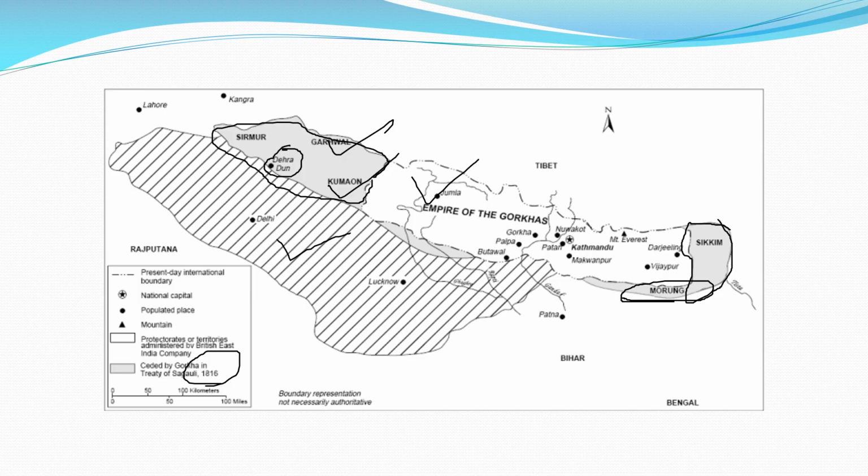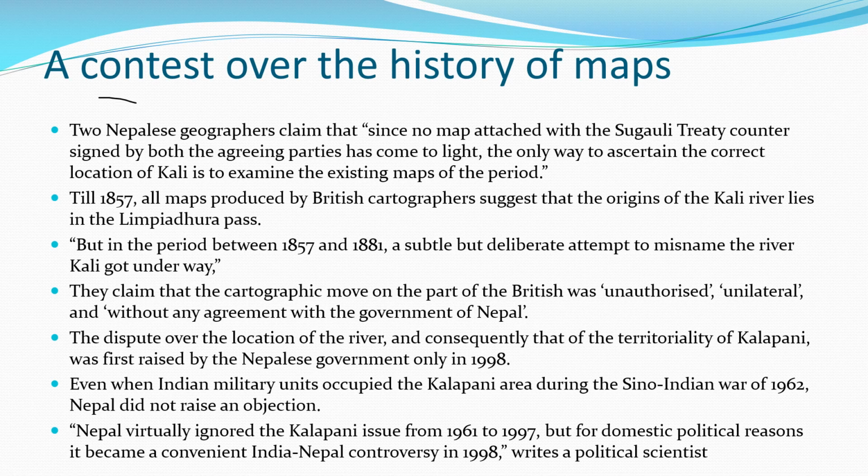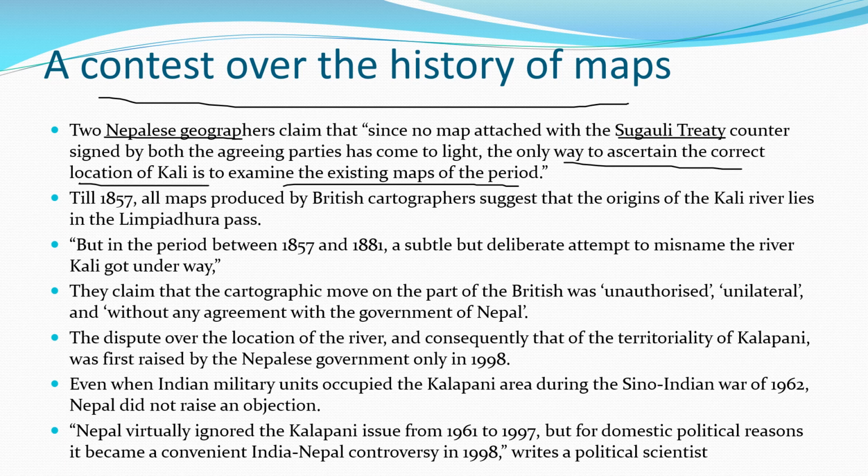Okay, and now let's see what the contest over the history of the maps is. So the two Nepalese geographers claim that since no map attached to the Sugauli Treaty, countersigned by both the agreeing parties, has come to light, the only way to ascertain the correct location of Kali is to examine the existing maps of that period. Okay, so because no map was attached with the Sugauli Treaty, the Nepalese geographers say that the best way to ascertain where the river Kali is, and to decide the border, would be to look at the maps of that time.